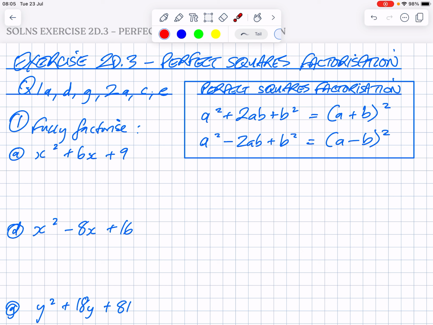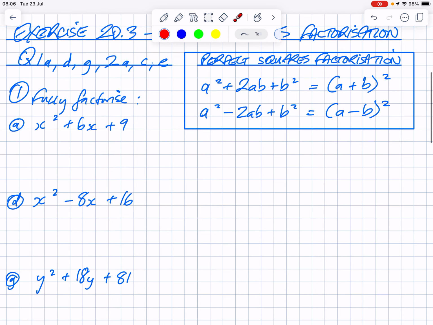A squared plus 2ab plus b squared factorizes to a plus b squared. So you're looking for 3 terms. One of the terms is a square number, another of the terms is a square number, and then when you find the number that you squared to get this one, and the number you squared to get that one, if you get 2 lots of those 2 numbers times together in the middle, the remaining term, then this factorization rule works. Same thing here, but the only difference is a subtraction and a subtraction in the factorization.